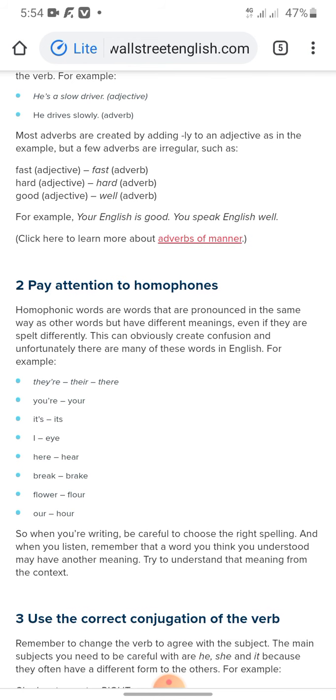So when you are writing, be careful to choose the right spelling. And when you listen, remember that a word you think you understood may have another meaning because the pronunciations are the same and the meaning may be different. So you are required to pay attention to homophones, and try to understand the meaning from the context. Like one word is used here, in one context. The other here can be used in another context. So you have to recognize this difference.